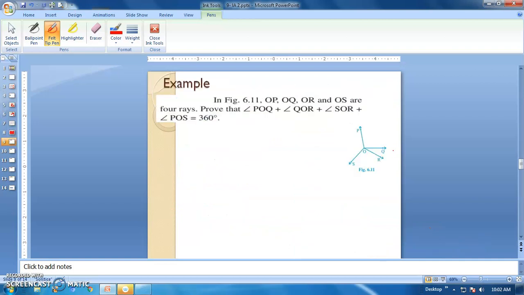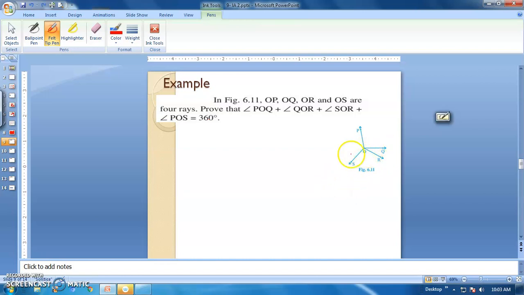Right. Look at the next example. The figure 6.11. Here we have OP, OQ, OR and OS, all four rays given here. Prove that angle POQ, angle QOR, angle SOR and angle POS, the sum of these angles equals 360 degrees. They are asking to prove like this.